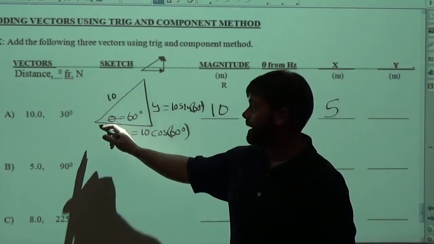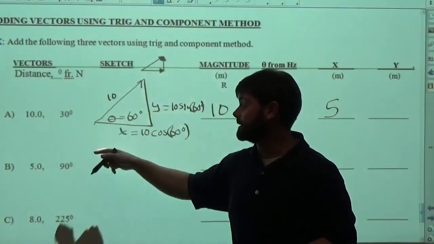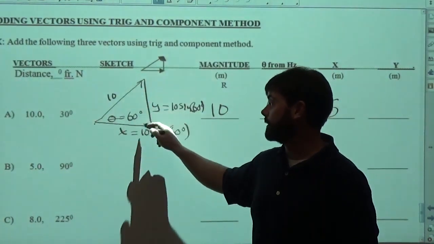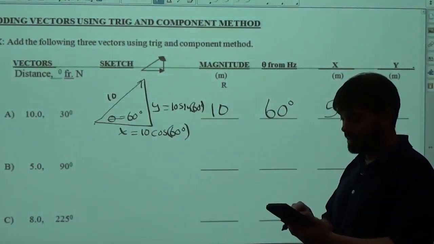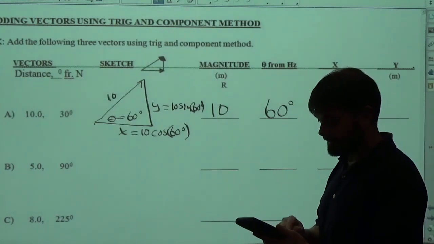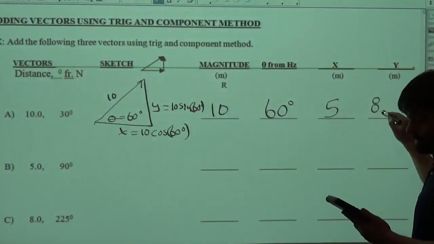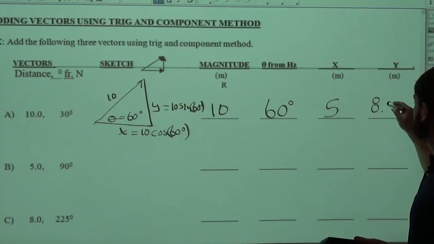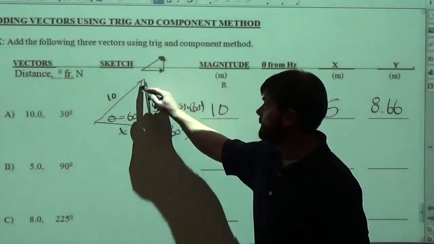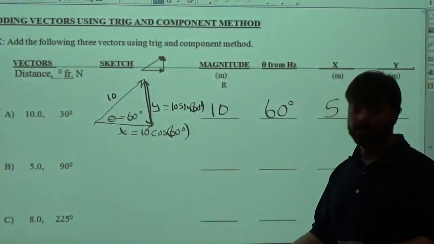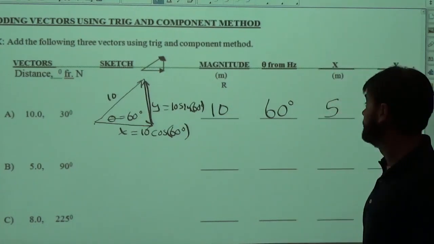And I know that this is a positive 5 because this is the base, and this is the tail, and this is the tip of the vector, so things are going up and to the right. So the x component is going to the right, which means it's a positive. And then I'm going to do 10 times the sine of 60. So this is my vertical component, and this is going to be approximately 8.66 from the looks of it. And this again is also positive because we're going to the right and then we're going up. So that would be the x and the y component for vector A.